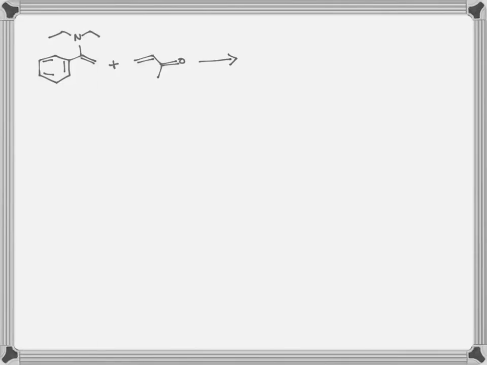This video is to show the mechanism for the Stork enamine reaction, starting with the enamine already formed. The enamine is a nucleophile and it attacks at the beta position of the alpha-beta unsaturated ketone. So essentially it's doing like a Michael reaction.